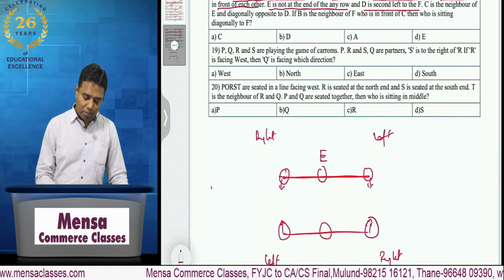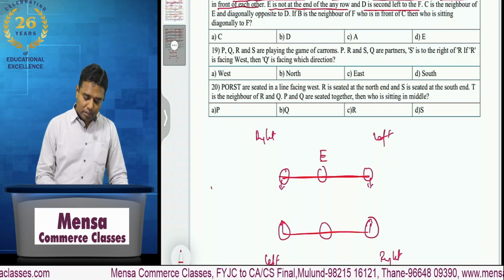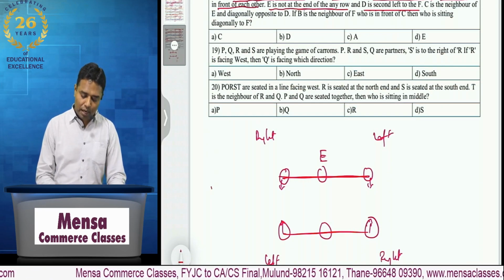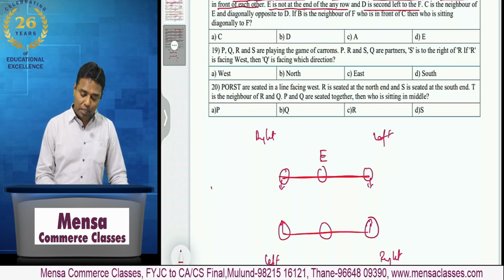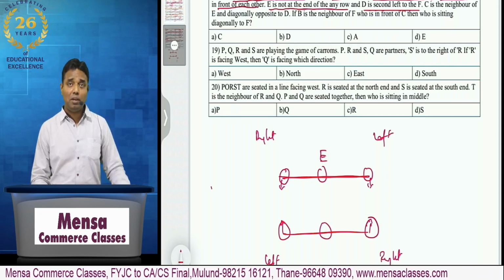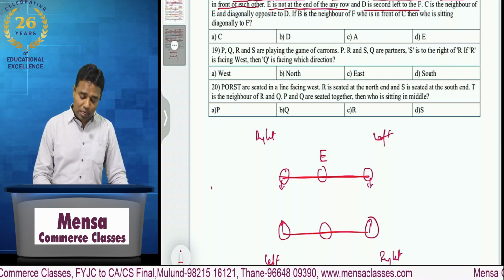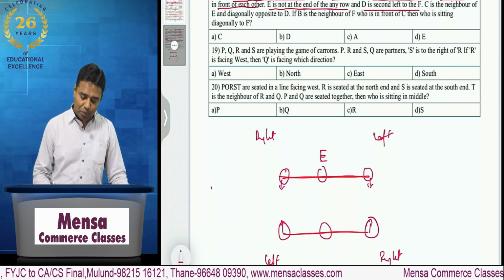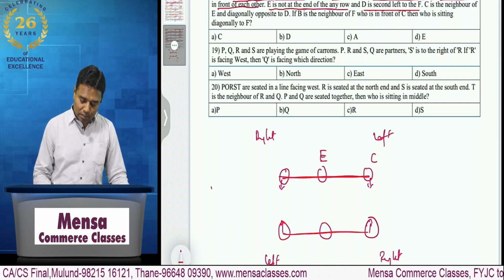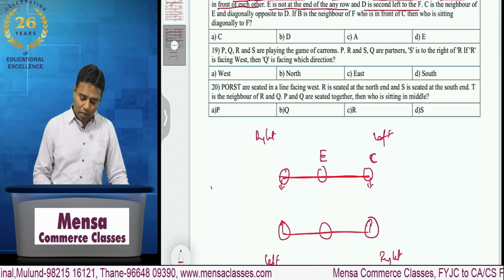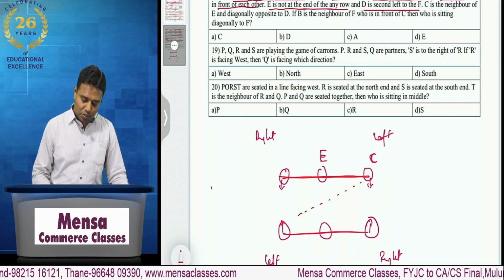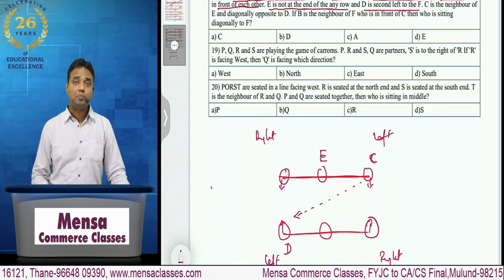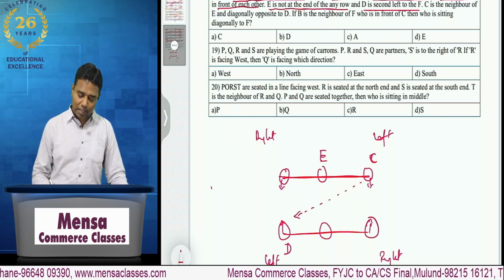C is the neighbor of E and diagonally opposite to D. Now this we can connect because E we already put here. So C is the neighbor of E and diagonally opposite to D. So let's suppose I take it here. C is the neighbor of E and diagonally opposite to D. Fine, that much we can fit.